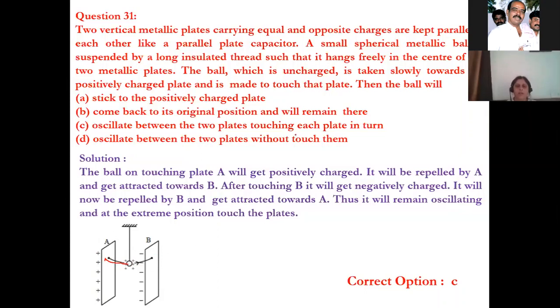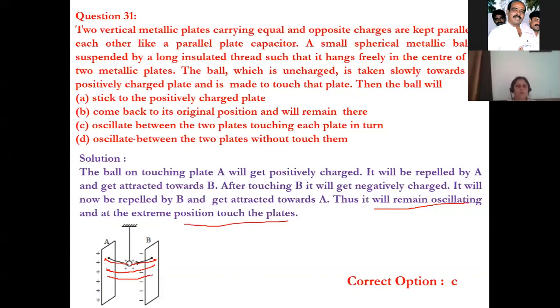And what will happen? It will touch the other plate because the other plate is charged negative. Now this is a positive charge. It will attract, right? So when the ball touches the other plate, it will get negatively charged. Then again it will get repelled. Because of that, it will start moving in the opposite direction, then get attracted towards the other plate. Again it will move and touch the plate. Then again it will come back. So it will remain oscillating at the extreme positions, touching the plates.